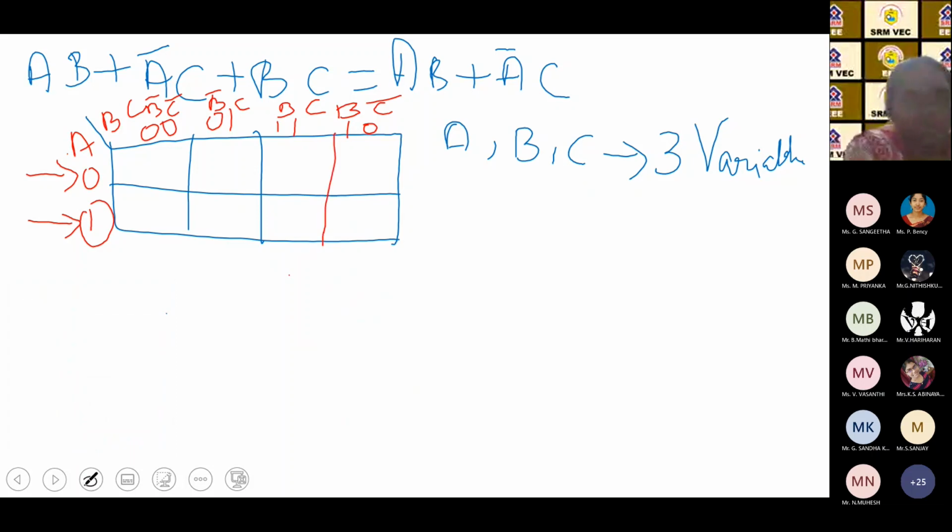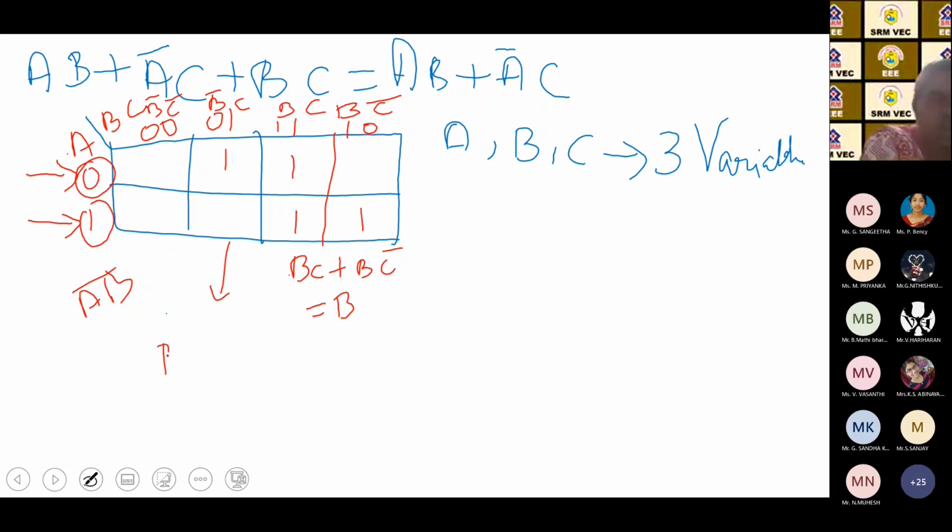So A, B, first case will come to AB. So look from A side and where are the B? Here are the B. So I write 1, 1. So which is BC plus BC bar. Take B outside and C plus C bar is 1. Next is that A bar C. So here is A bar. Where is C? These two C. So I have to put 1, 1 here. So now see that.